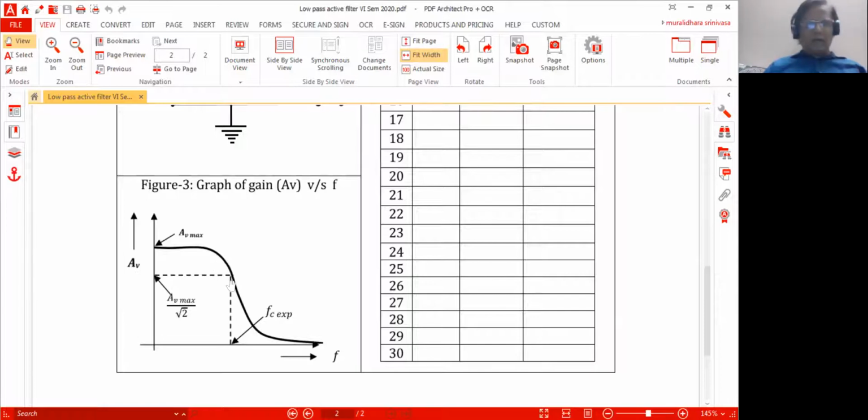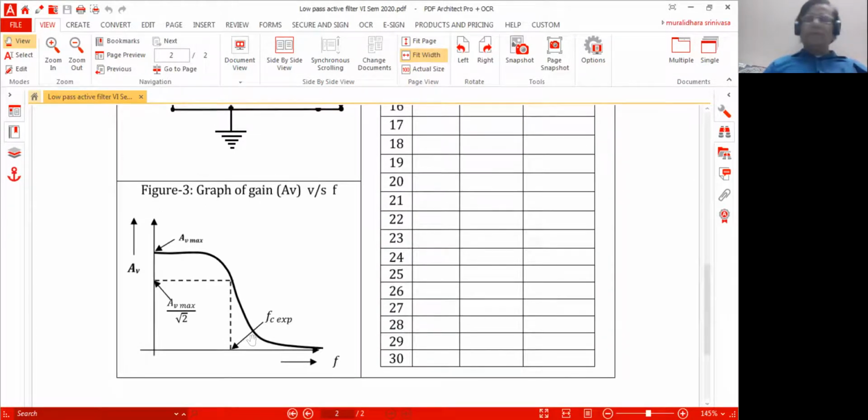Once you go on getting closer to the cutoff frequency, the gain will reduce. This is the region in which the gain reduces by 3 dB. This is the 3 dB point. From the 3 dB point, you determine the frequency of cutoff. Compare it with the theoretical frequency that you designed this low pass filter for. So experimentally, this is the point which corresponds to the cutoff frequency.